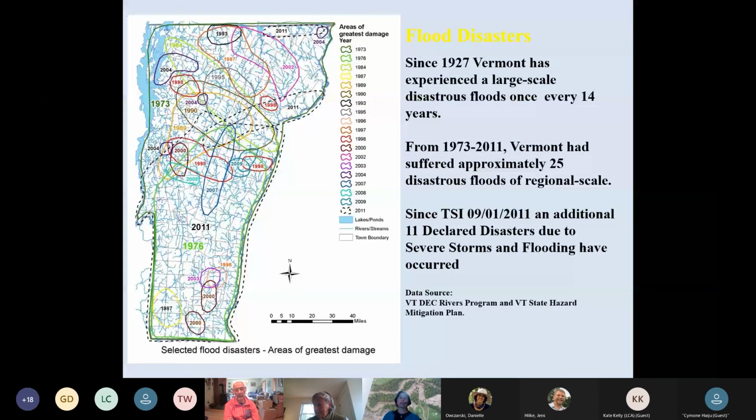And as we look across the state, we can see that Vermont has been hit by many types of flooding disasters, almost yearly in some communities across the state. But we have learned from these tragedies, and it has helped us improve our efforts around flood resiliency and floodplain management.